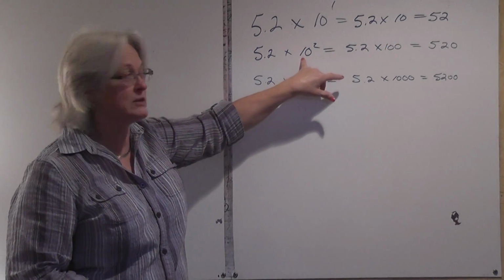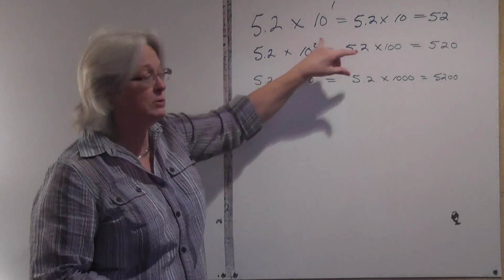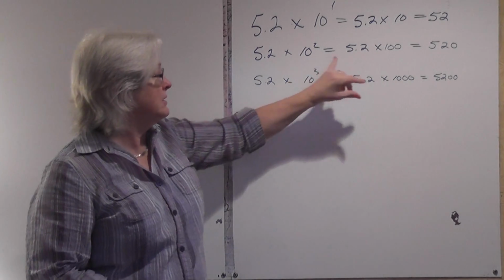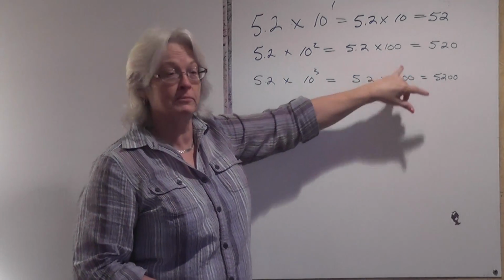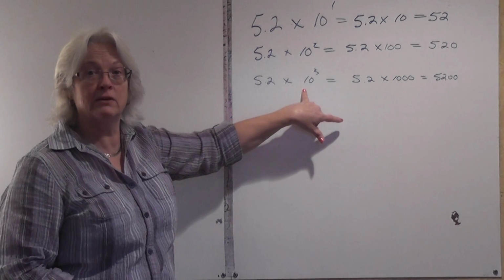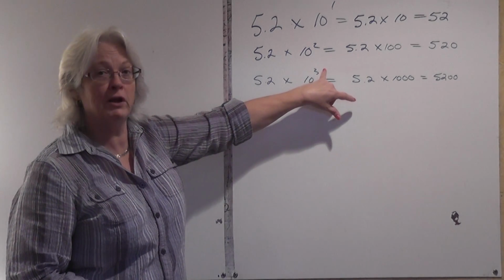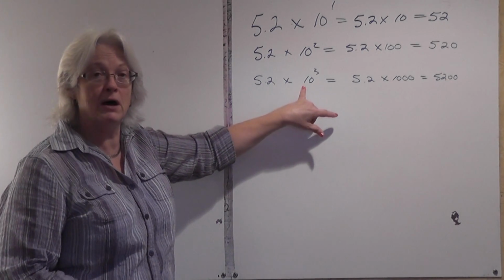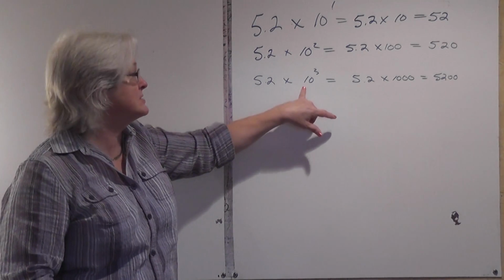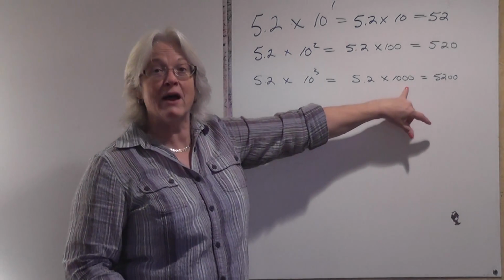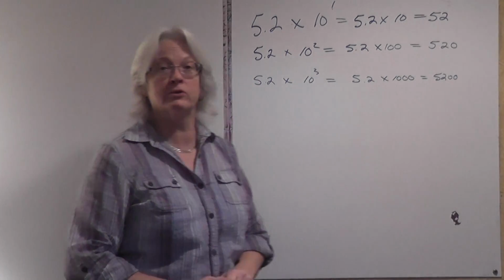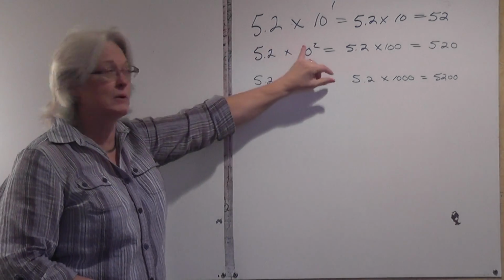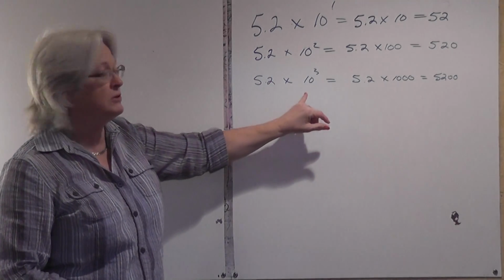Over here, when we have 10 to the second, our exponent of 2 indicates that 10 is used as a factor twice, or 10 times 10, which is a value of 100. Our final example here, where we have 10 to the third, our exponent of 3 indicates that 10 is being used as a factor 3 times, 10 times 10 times 10, which gives us a factor of 1,000 that we're multiplying. So I have 5.2 times 10 to the first, 5.2 times 10 to the second, 5.2 times 10 to the third.